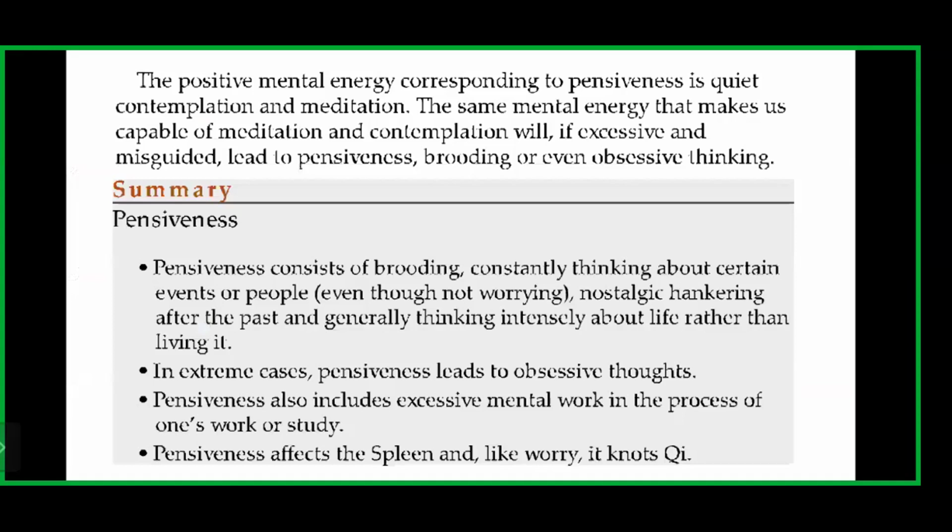As a summary, pensiveness consists of brooding, constantly thinking about certain events or people, even though not worrying, nostalgic hankering after the past, and generally thinking intensely about life rather than living it. In extreme cases, pensiveness leads to obsessive thoughts. Pensiveness also includes excessive mental work in the process of one's work or study. Pensiveness affects the spleen, and like worry, it knots the chi.